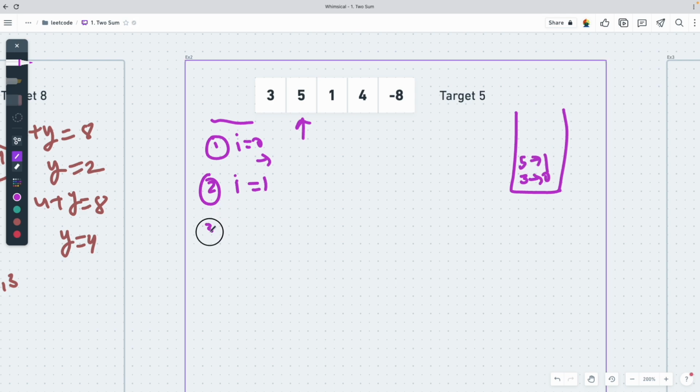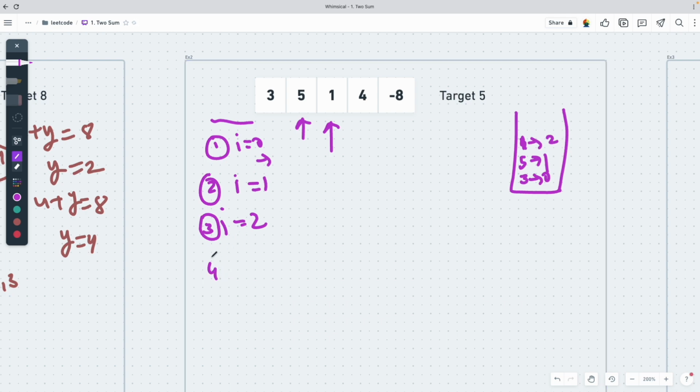Then in the third iteration, i becomes 2, which is here. So here our x is 1, 5 minus 1 is 4. Is 4 in the hash map? No, not there. So what we will do is, sorry, this should be 1. We will put 1 in the hash map. 1 is at index 2.